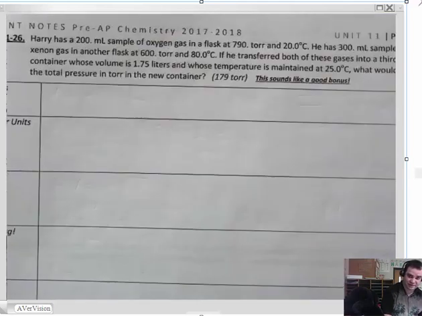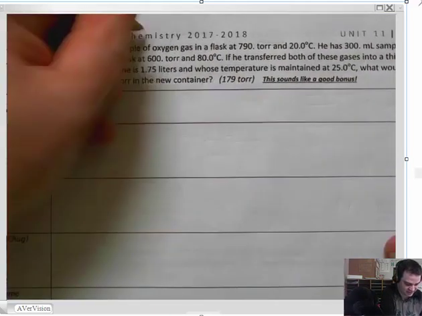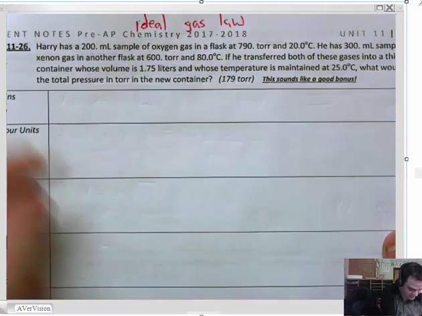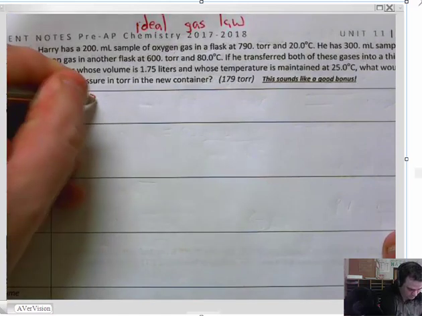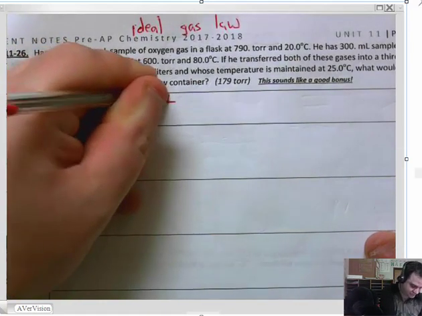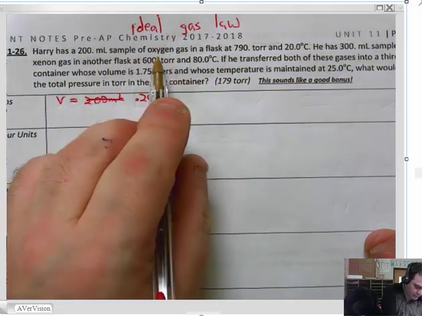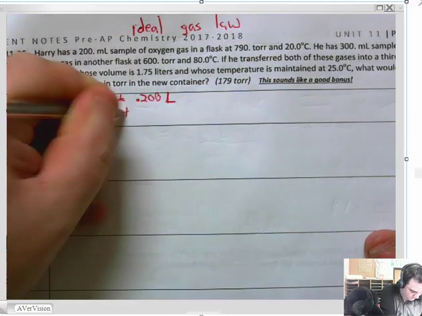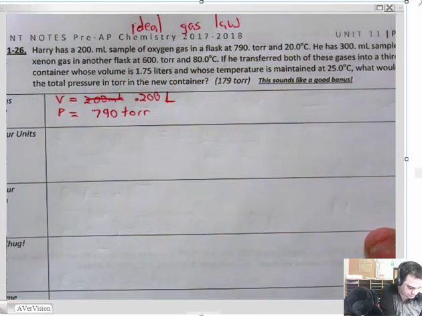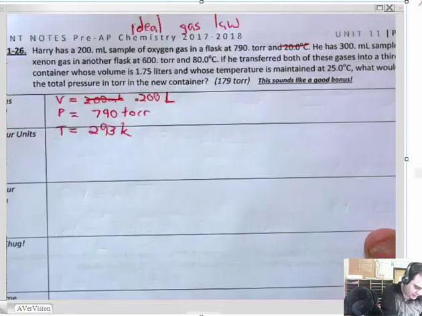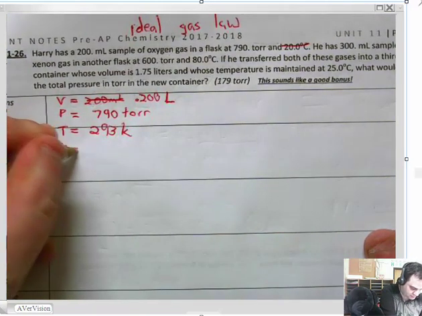Let's look at example 1126. Here's a problem I've already solved for you, but I'm going to solve it a different way this time. This time I'm going to use the ideal gas law, which might be easier. Harry has 200 milliliters, so 200 milliliters is our volume. Since I'm going to use the ideal gas law, I'm going to convert that to 0.200 liters to start, of oxygen in a flask at 790 torr, at 20 degrees, so that's going to be 293 Kelvin. The R I'm going to use for this one is 62.4.